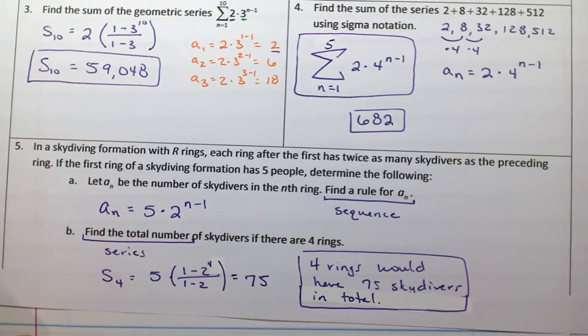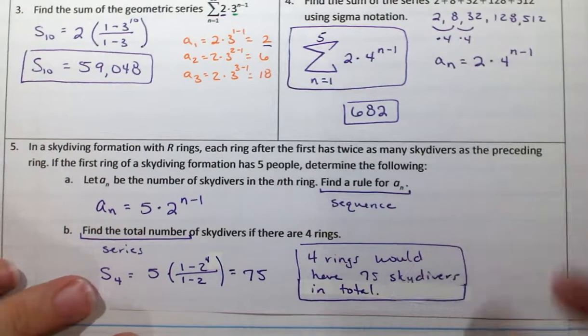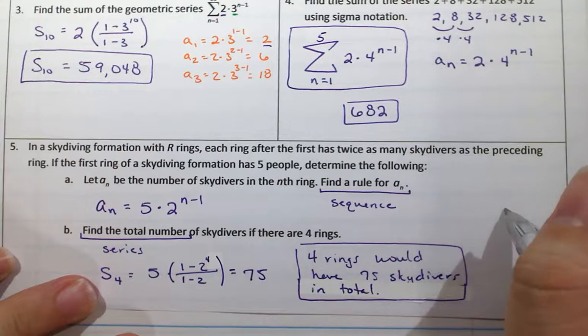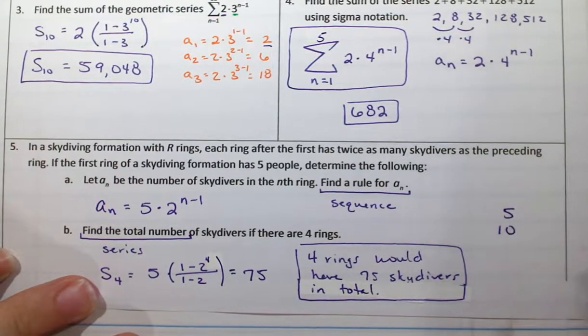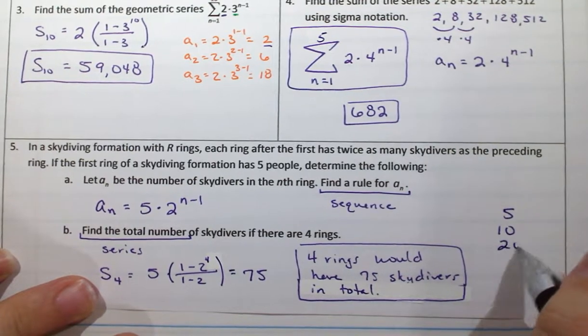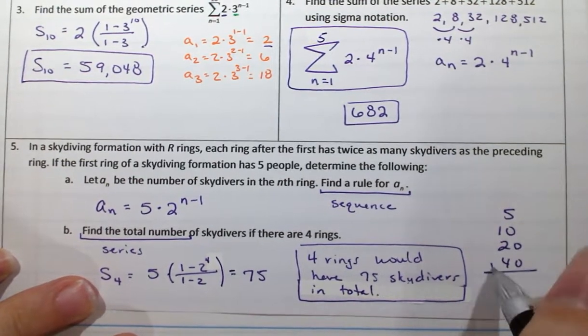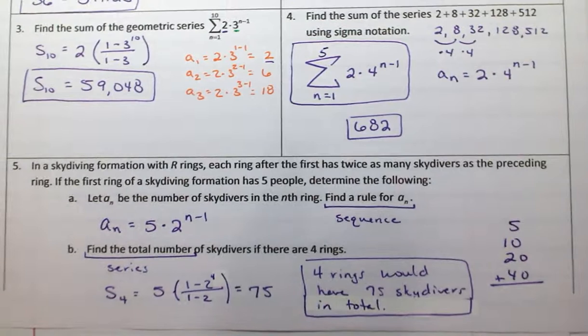Now, on part B, they're wanting the total number of skydivers in all 4 rings. So, kind of thinking of a picture, we're starting with the 5 people, and then our next ring is going to double, so the next ring is going to take 10, and then 20, and then 40. They're wanting to know how many total people do you need. So they're not just saying how many people in the 4th ring. They want to know the total. So that is a series.